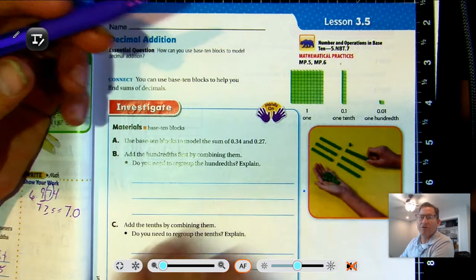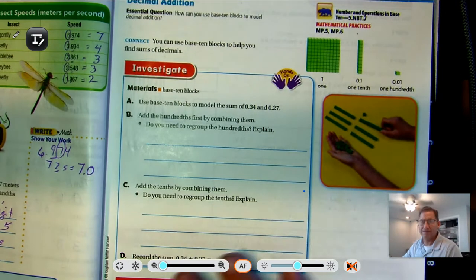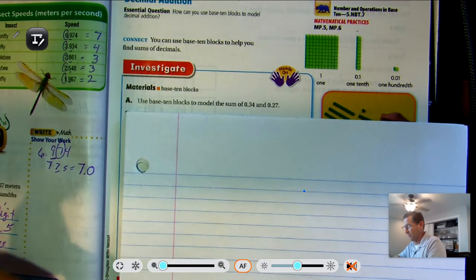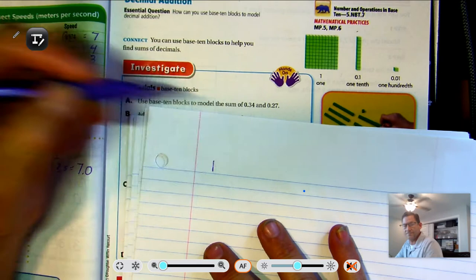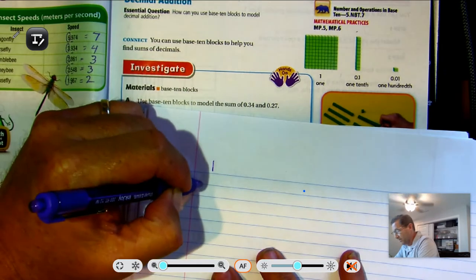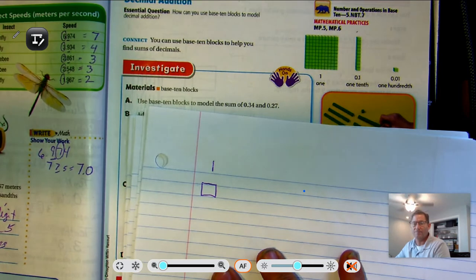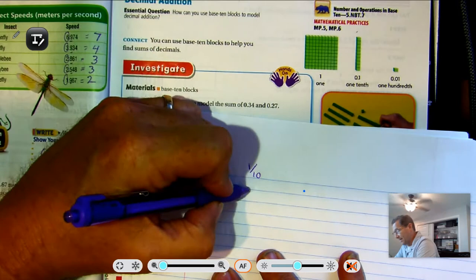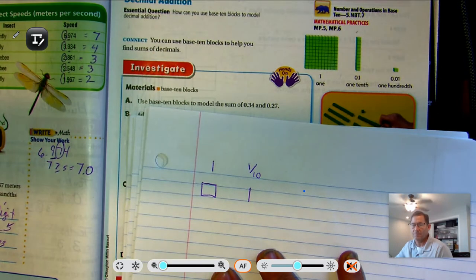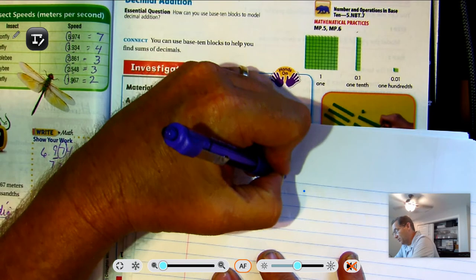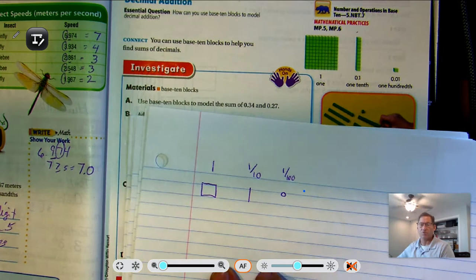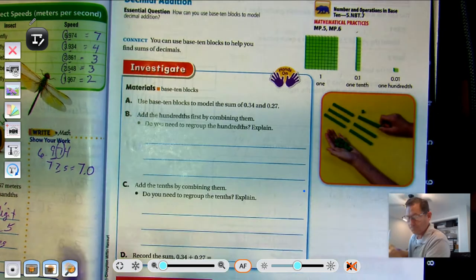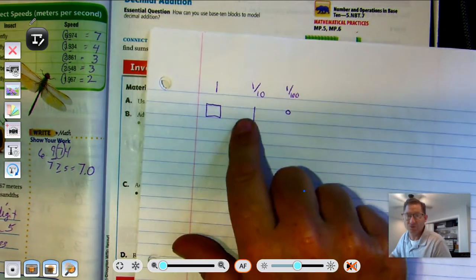Okay, so even if you don't have base 10 blocks, you can still model decimal addition. So I'll show you what the equivalence would be. One whole, we're going to represent with just a square. 1/10, we're going to represent with a straight line, a base 10 rod. And 1/100th, we're going to represent with a circle. Okay, so you'll be able to model each of the numbers using these symbols.